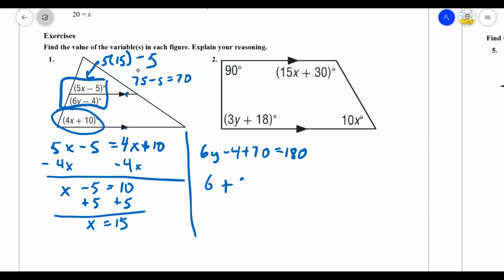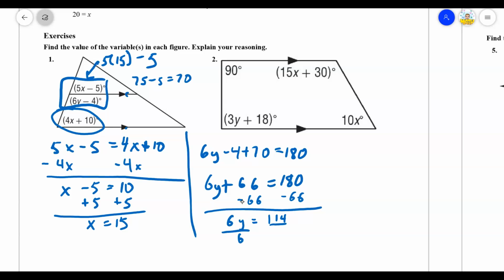6y plus 66 equals 180. So now I'll subtract 66 from both sides. 6y is 114, and then we just divide both sides by 6 to get y. So we have y equals 19.